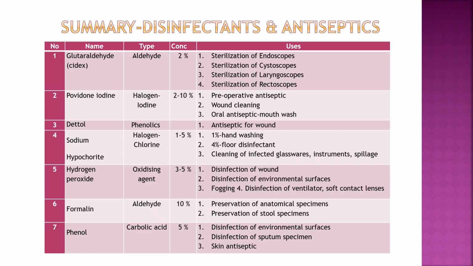Hypochlorite, 1 to 5%, mostly 1% for hand washing, 4% as disinfectant. Hydrogen peroxide, oxidizing agent, 3 to 5%, disinfection of wounds and environmental surfaces, mainly used for fogging. Formalin, aldehyde group, 10%, preservation of anatomical and histopathology specimens. Phenol, carbolic acid, 5%, disinfection of environmental surfaces, floors, walls, disinfection of sputum, skin antiseptic.